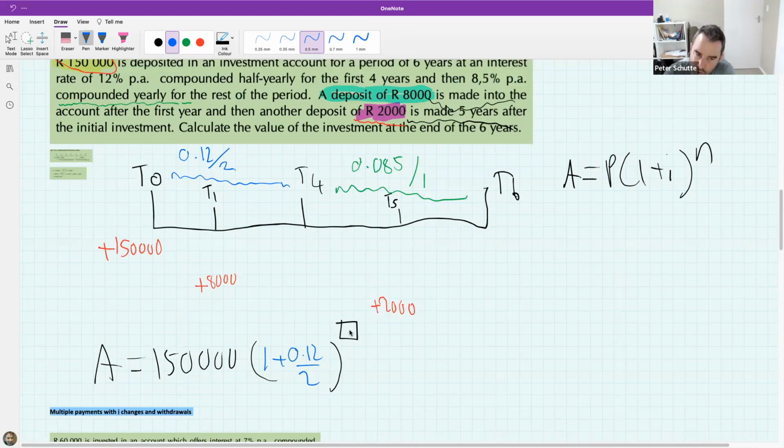So if you look at this one, we have 4 years to travel, but because we're going in half years, all we need to do is take the 4 years that you've got.